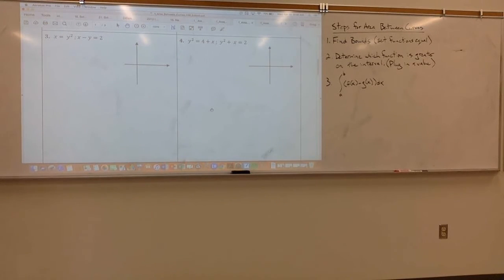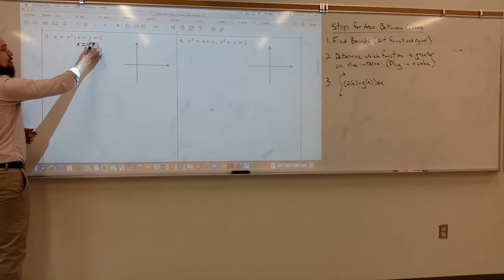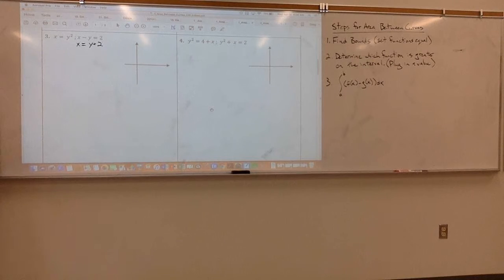Probably to solve for y. Or wait, did you mean get it in terms of x or get it in terms of y? Solve for x, solve for y? Solve for x. Yeah, so all we would have to do is add this y over, and this would become x equals y plus 2. So now I have both of my equations as x equals, and they're in terms of y.